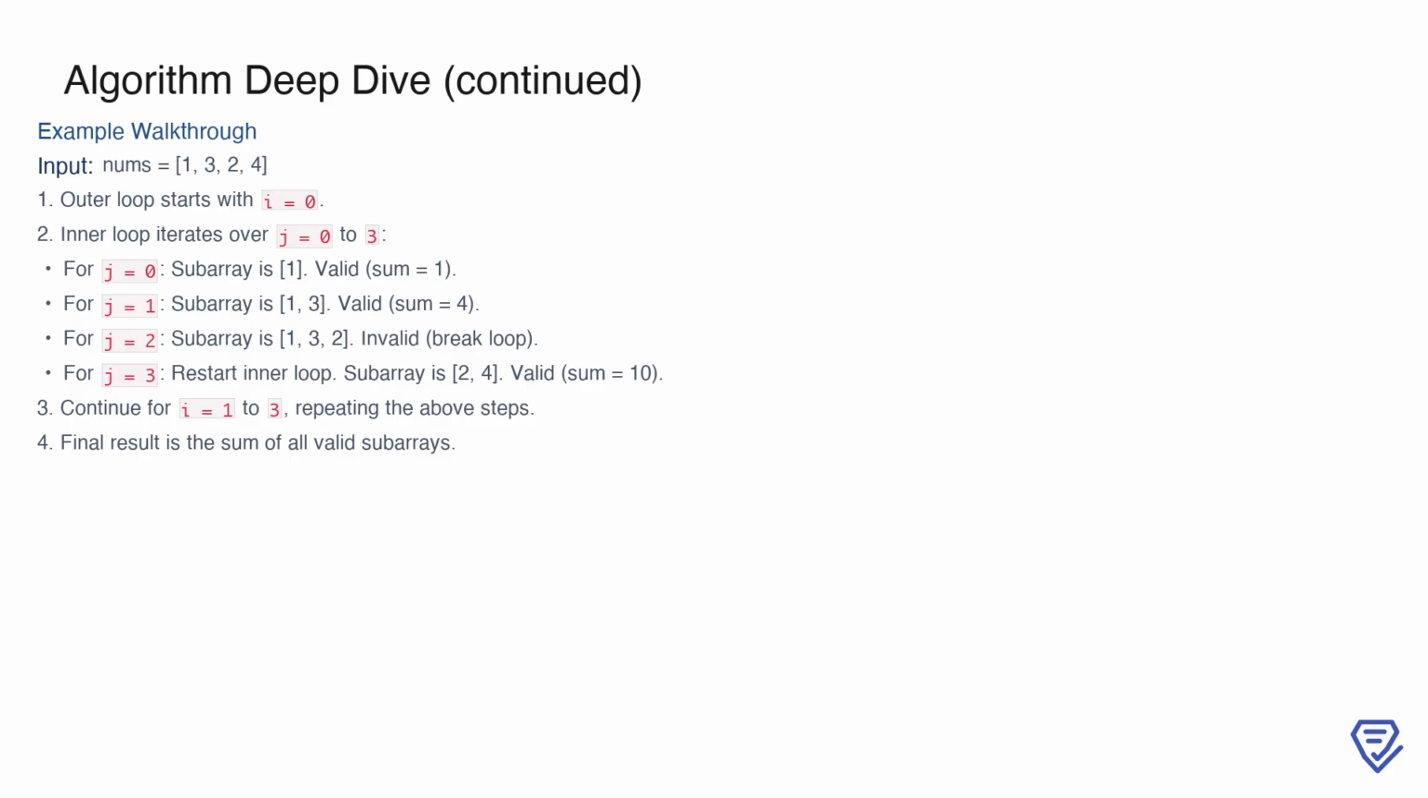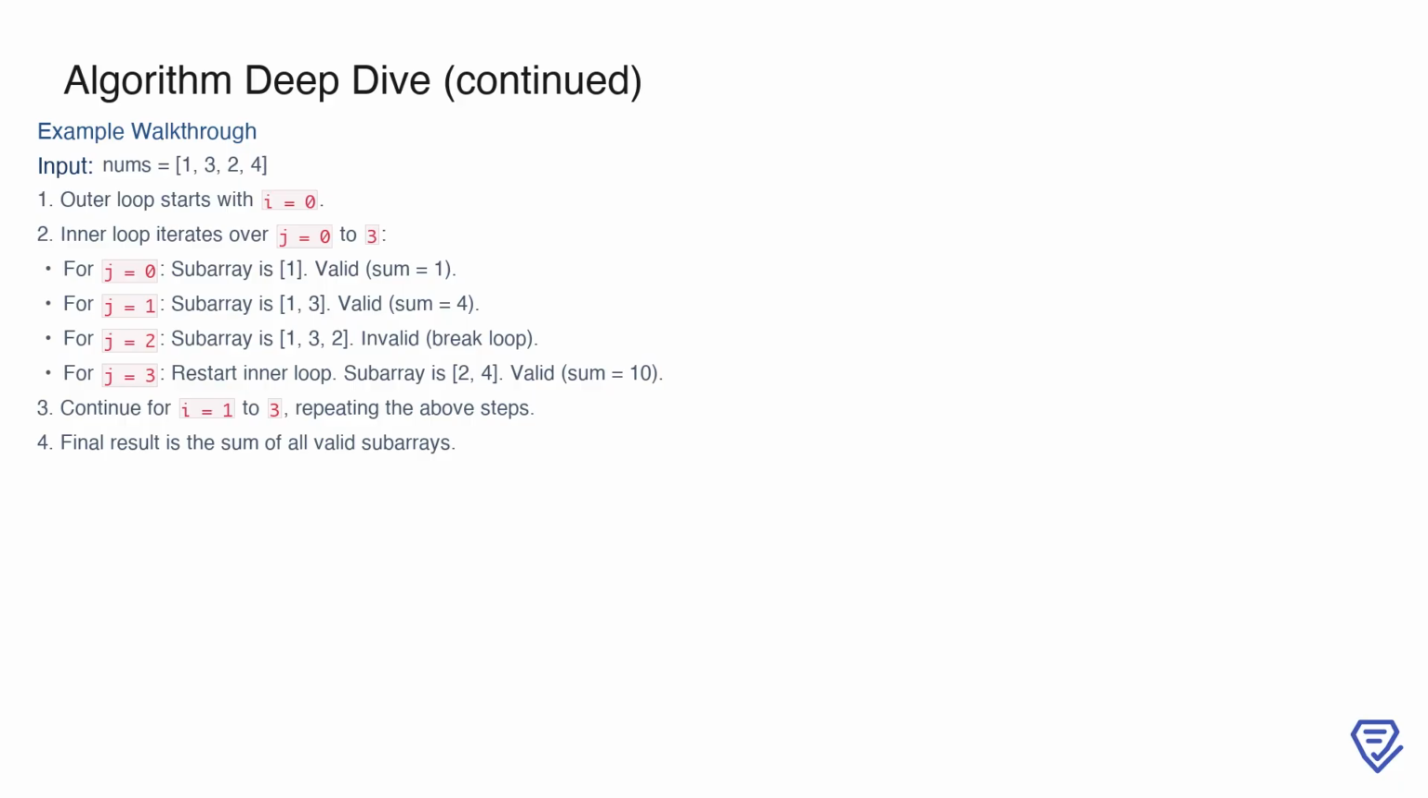Let's walk through an example to see the algorithm in action. Consider the input array nums equals 1, 3, 2, 4. The outer loop starts with i equals 0. The inner loop iterates over j from 0 to 3. For j equals 0, the subarray is [1], which is valid, so its sum, 1, is added to the result. For j equals 1, the subarray [1, 3] is also valid, and its sum, 4, is added.